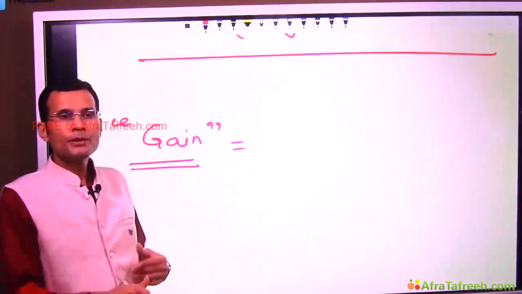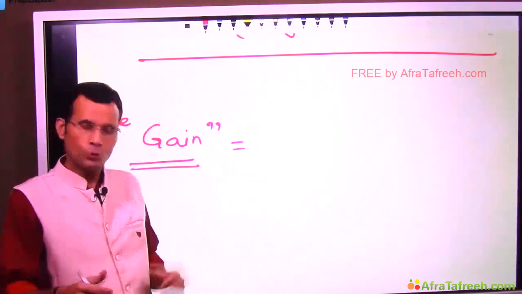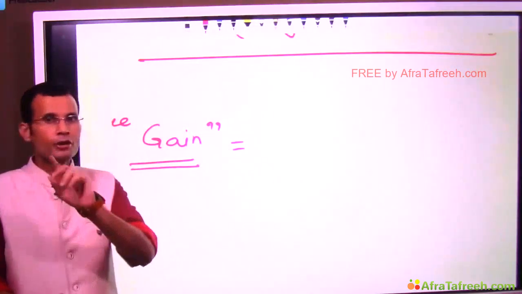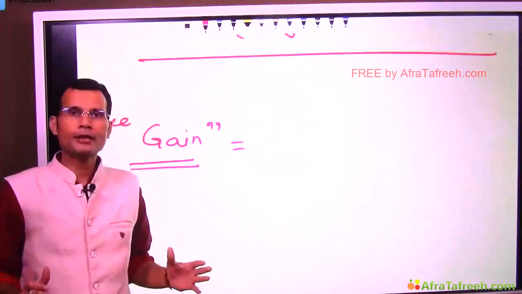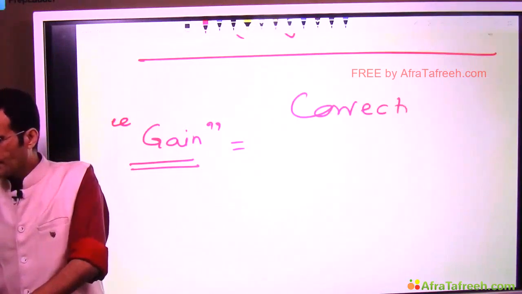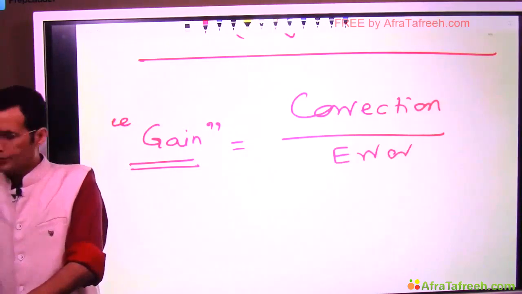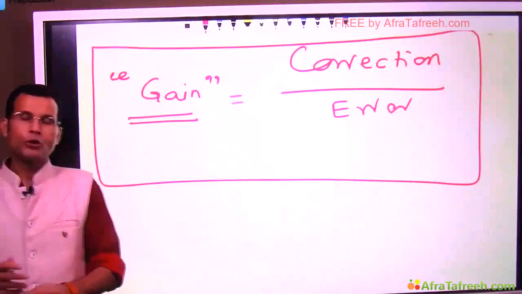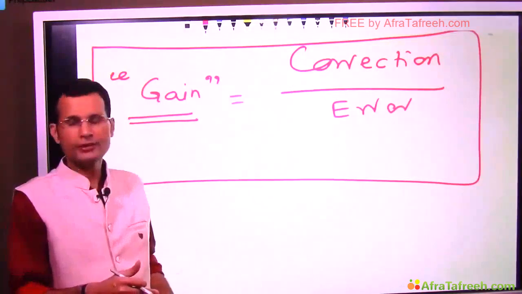This is not being used the way we use it normally in our conversation. What's the gain for me? No. This term is generally used in engineering. So gain, first of all, keep this in mind, is the measure of efficiency of a negative feedback mechanism. And gain is equal to correction applied by the negative feedback mechanism upon residual error. Correction applied upon residual error. This will be required for you to solve the MCQs. They may give you the data and ask you to calculate which one is the most efficient system.